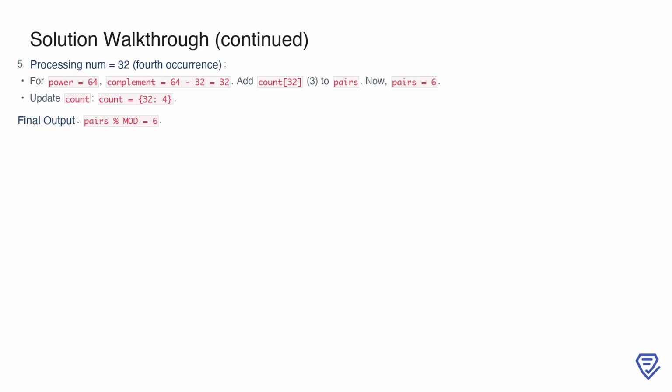After processing all numbers, the total number of pairs is 6. Applying the modulo operation, pairs % mod equals 6, gives the final output. This concludes the walkthrough of the solution, demonstrating how we systematically calculate valid pairs for a variety of inputs by leveraging the properties of powers of 2 and an efficient counting strategy.